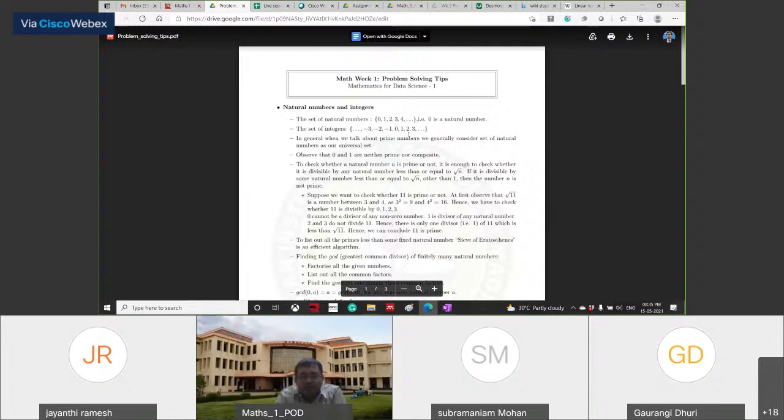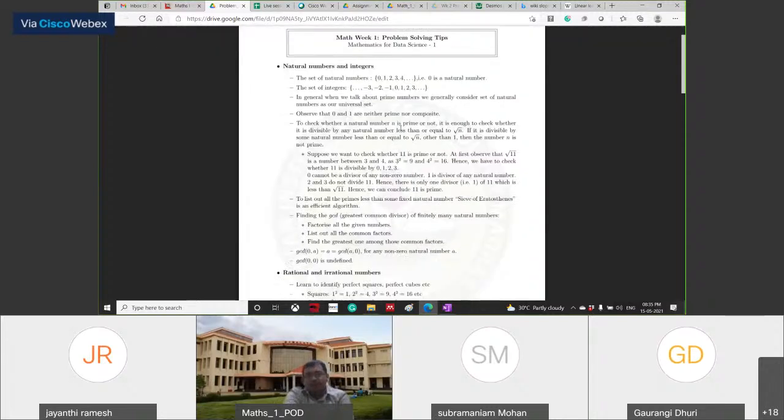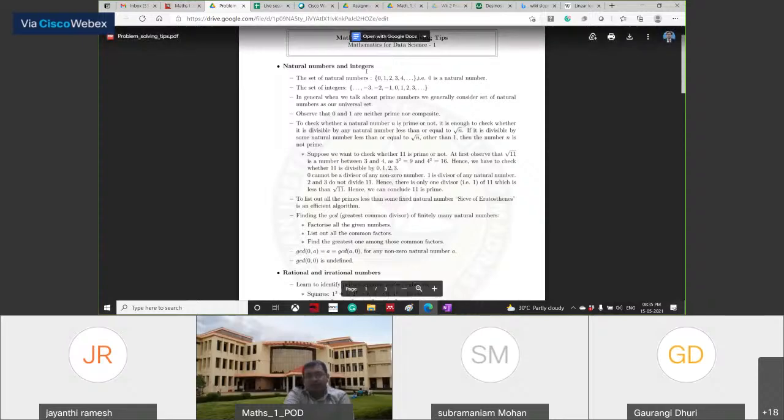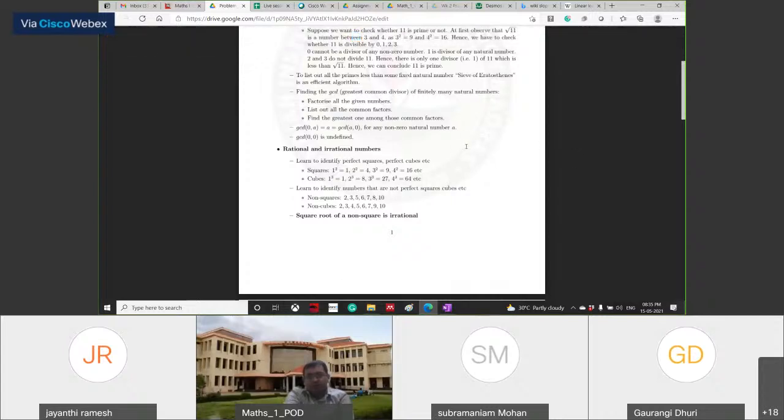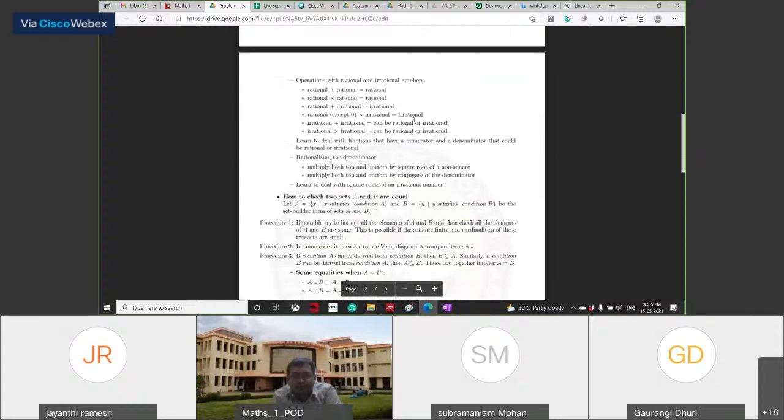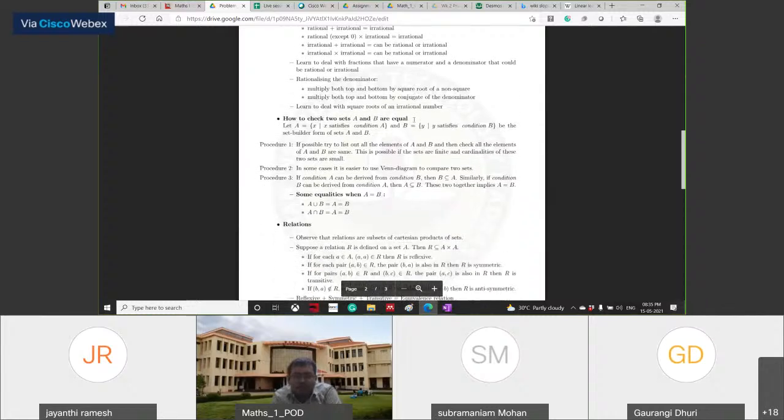Week one basically has the natural numbers and integers, the first part, and there were a few notations, as we know. There were factorizing and everything. So rational numbers and irrational numbers. A rational number means a number which can be written in a fraction format, p by q, where p and q are integers. Irrational numbers are not in the syllabus.